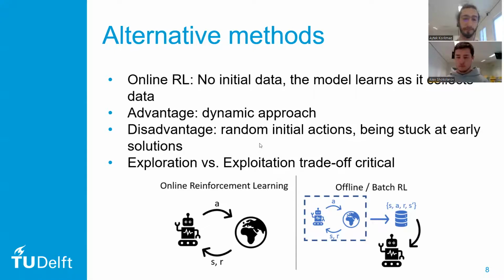Therefore, for this online reinforcement learning approach, the trade-off between exploration and exploitation, which are the two centerpieces of reinforcement learning, is critical. Exploration is mainly discovering new solutions, seeing if there could be other more optimal solutions rather than just being stuck at a local optimal solution. And exploitation is basically just taking advantage of the current most optimal solution. So there has to be a trade-off between these for online reinforcement learning to be effective.